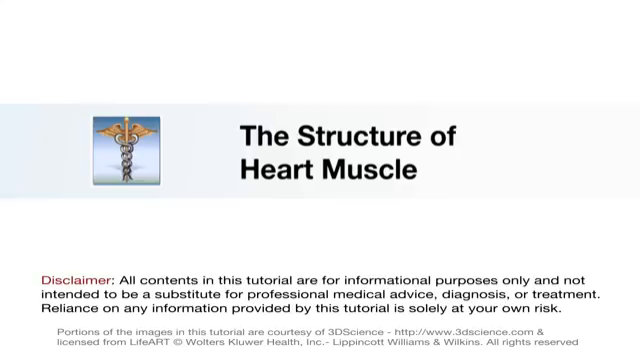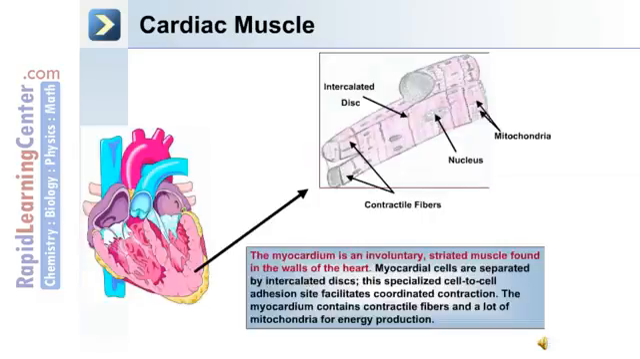Now let's move on to discuss the structure of heart muscle, including its contractile fibers and intercalated discs. The myocardium, or heart muscle, is an involuntary striated muscle found in the walls of the heart. Myocardial cells are separated by intercalated discs. These are specialized cell-to-cell adhesion sites that facilitate the coordinated contraction of the heart muscle. The myocardium contains contractile fibers and a lot of mitochondria for energy production.